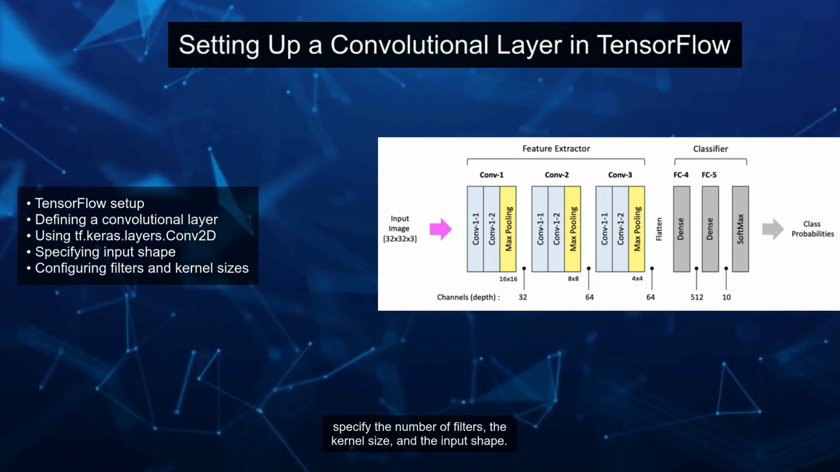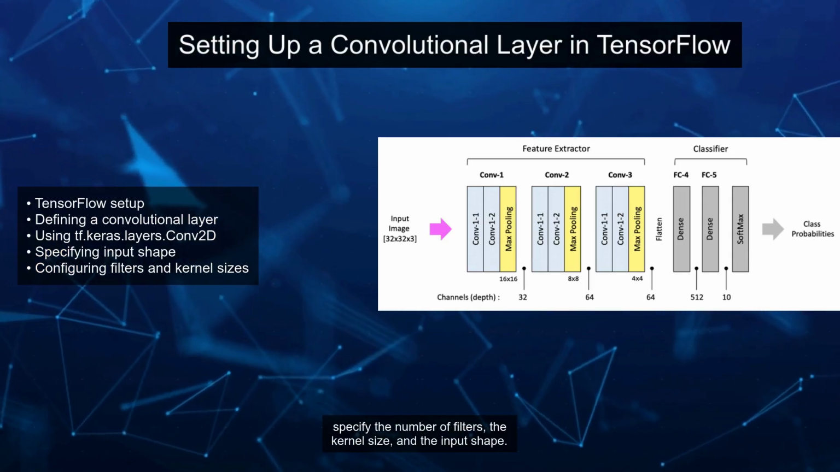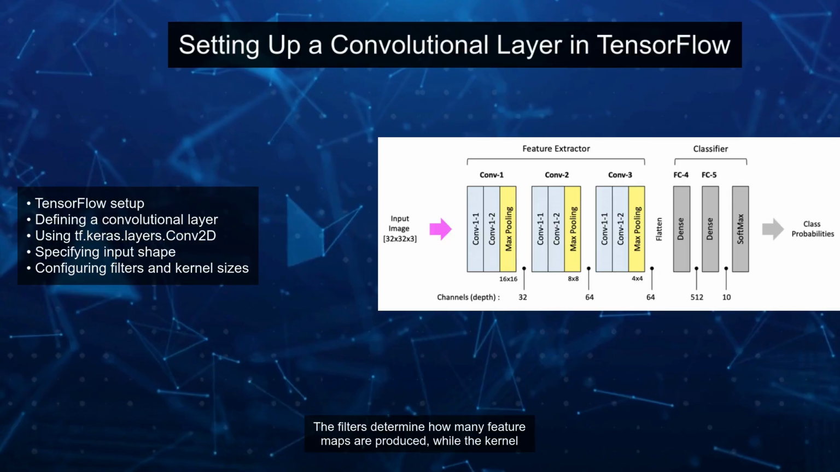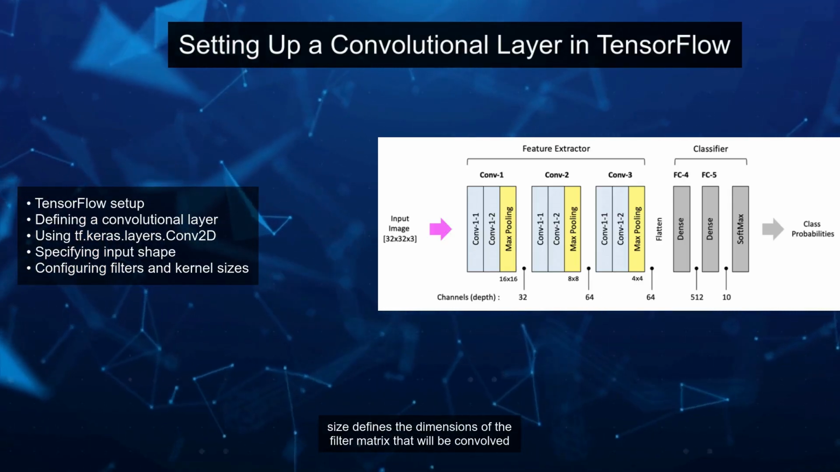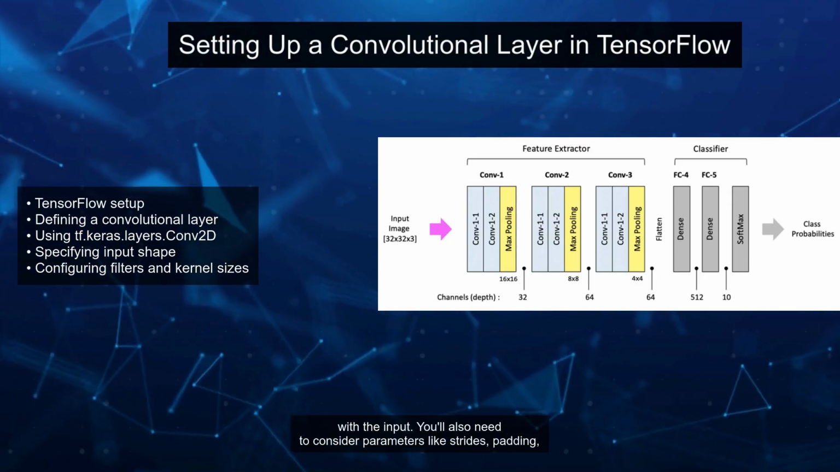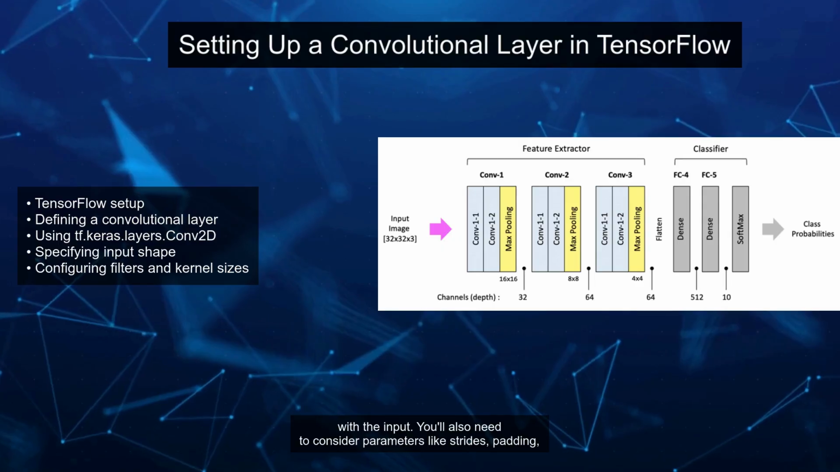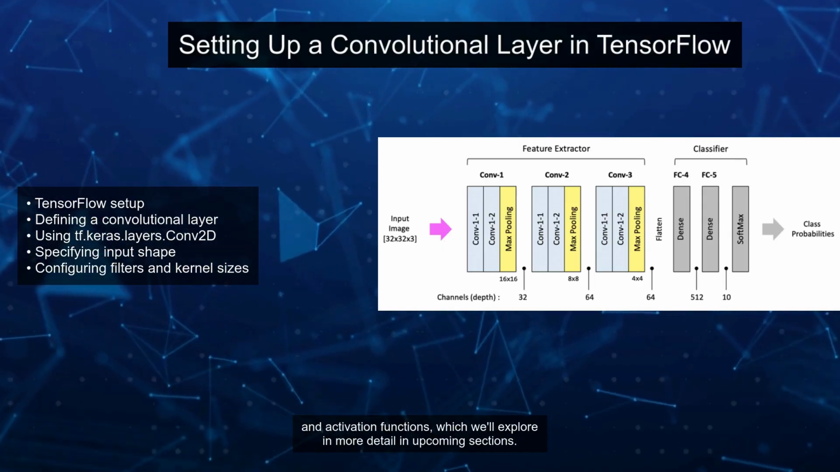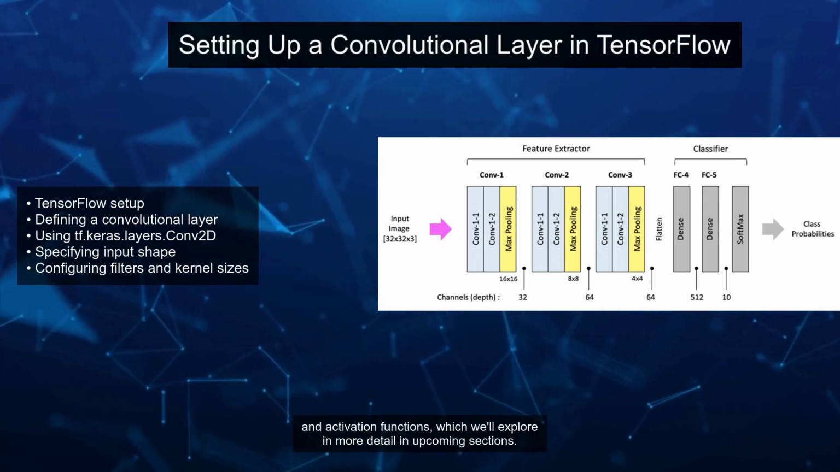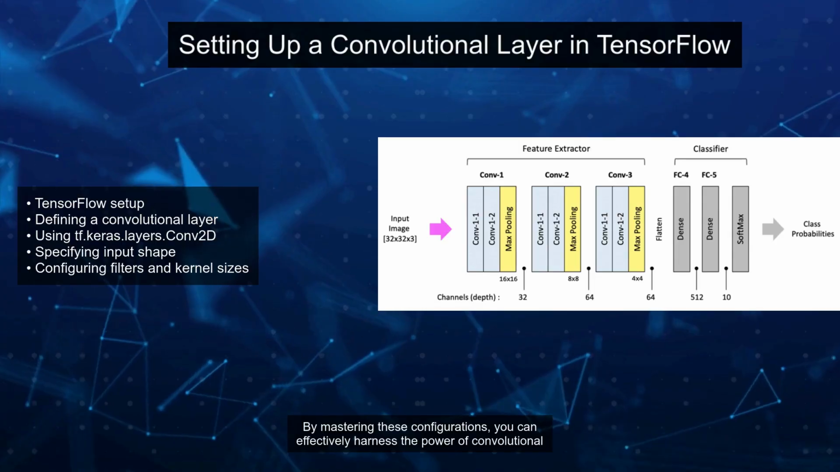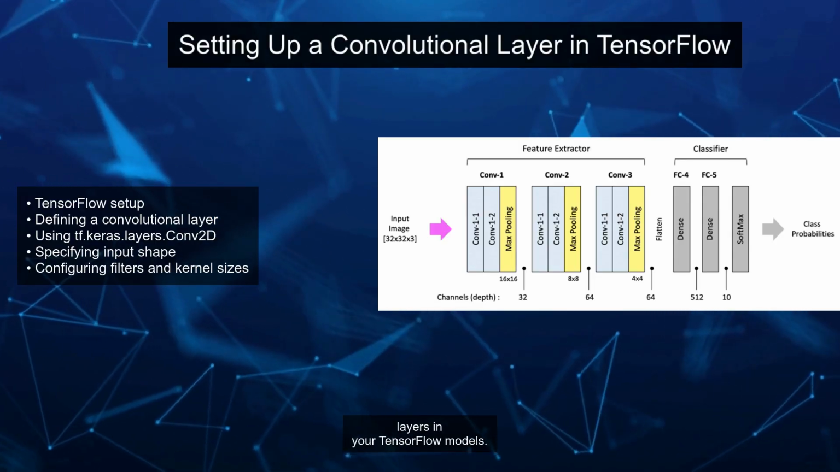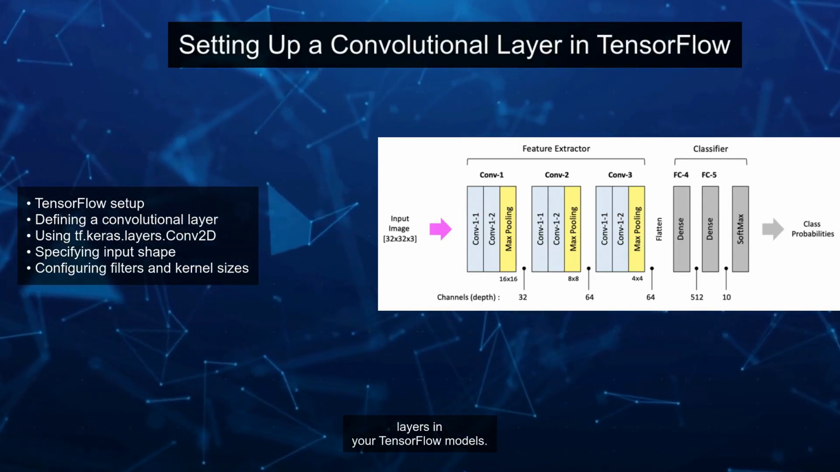When creating a convolutional layer, you need to specify the number of filters, the kernel size, and the input shape. The filters determine how many feature maps are produced, while the kernel size defines the dimensions of the filter matrix that will be convolved with the input. You'll also need to consider parameters like strides, padding, and activation functions, which we'll explore in more detail in upcoming sections. By mastering these configurations, you can effectively harness the power of convolutional layers in your TensorFlow models.